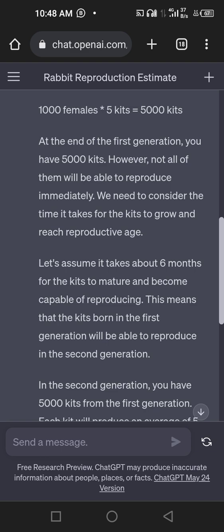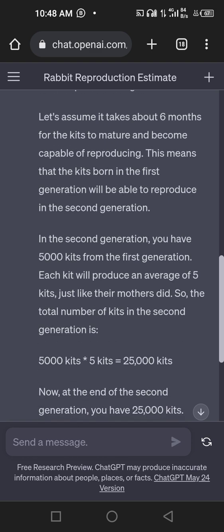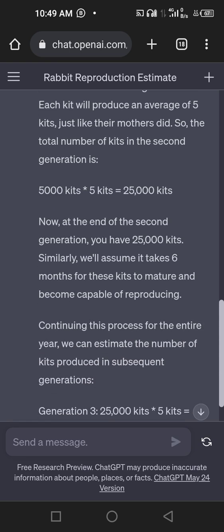We need to consider the time it takes for the kids to grow and reach reproductive age. So let's assume it takes about 6 months for the kids to mature and become capable of reproducing. This means that the kids born in the first generation will be able to reproduce in the second generation. Now, in the second generation, you have 5,000 kids from the first generation. Now, each kid will produce an average of 5 kids, just like their mothers did. So the total number of kids in second generation is 5,000 kids times 5 kids. That is 25,000 kids. Now, at the end of the second generation, you have 25,000 kids.